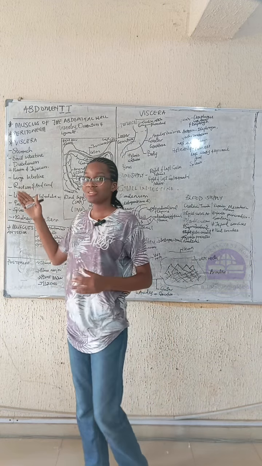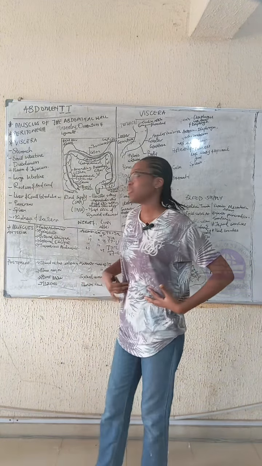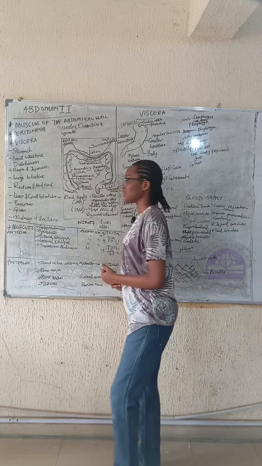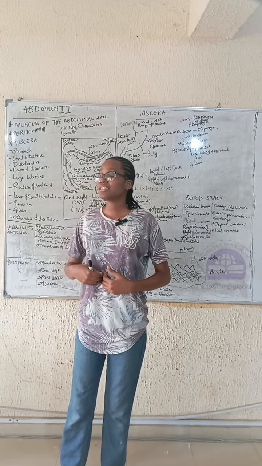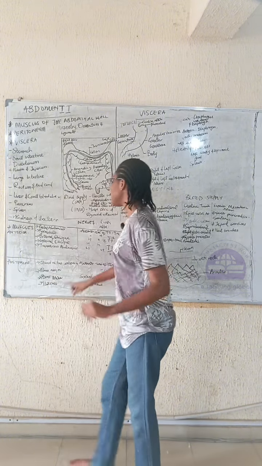So we're not going to look at them here because they are not related to the abdomen. The quadratus lumborum is a muscle that is lateral to the psoas major. So I think it's better we start with psoas major.